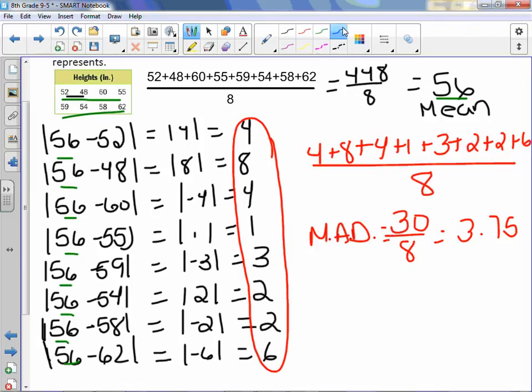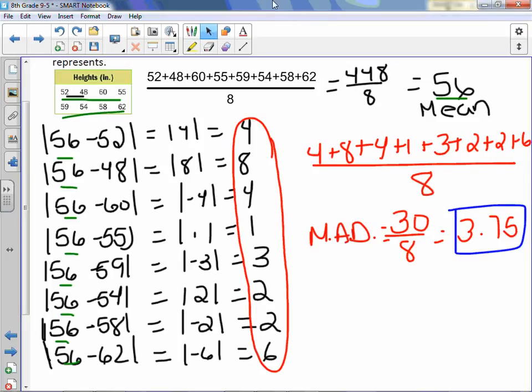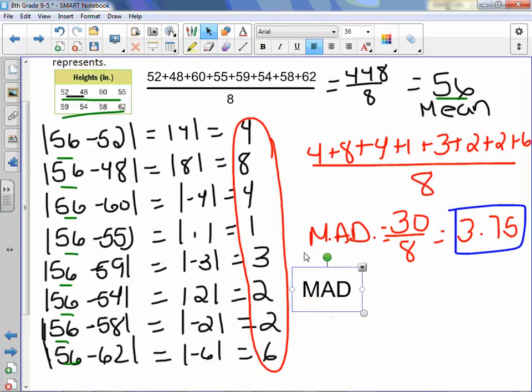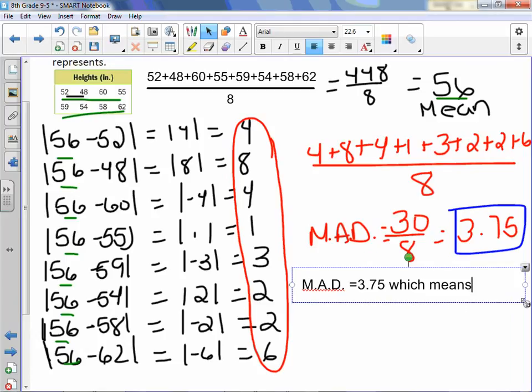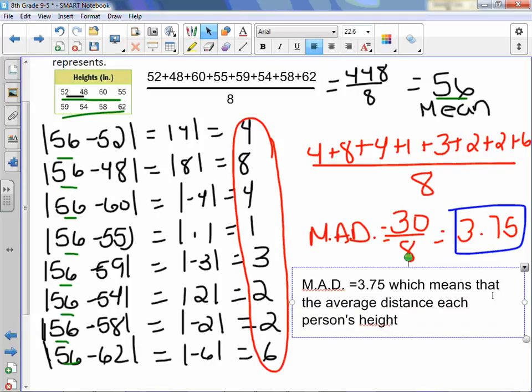is 3.75. Now we have to describe what it means. Well, the MAD equals 3.75, which means that the average distance each person's height is from the mean is 3.75 inches.